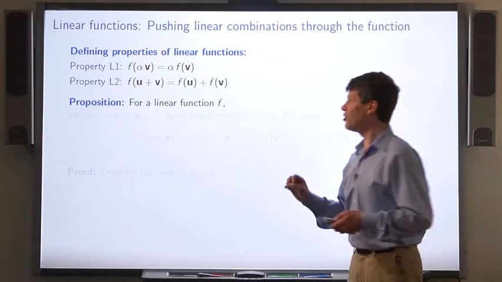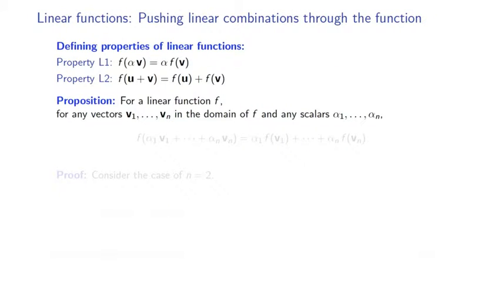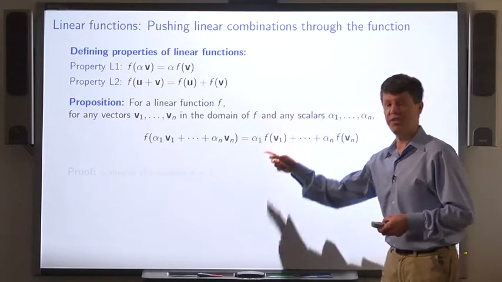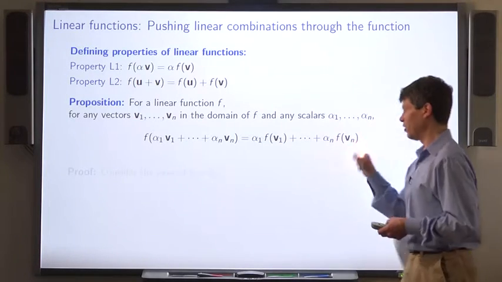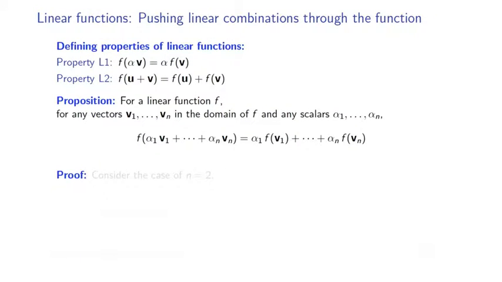Now I'll show that linear functions have this nice property I call pushing linear combinations through. So for a linear function f, and for any vectors v1 through vn, and any scalars alpha 1 through alpha n, f applied to the linear combination alpha 1 v1 plus and so on is the same as the linear combination alpha 1 times f of v1 and so on. So we've pushed the linear combination through.